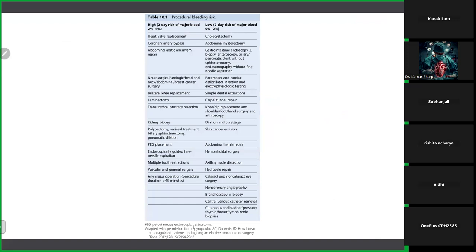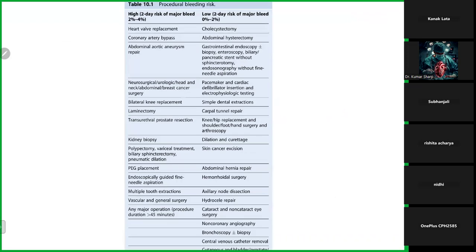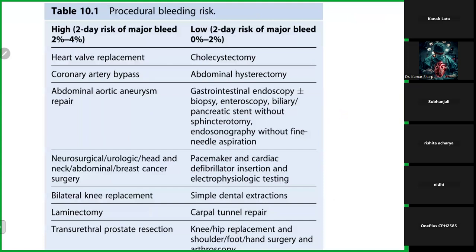Proceeding further, before starting the topic, we should also know about the procedural bleeding risk of any procedure or operative therapy that is going to be performed on the patient. You are sending a patient for a pre-anesthetic checkup, and you are informing the doctors of anesthesia that this is my surgical plan of management, and we can classify them into two categories: the high and low procedural bleeding risk. The exact definition: 2-day risk of major bleed between 2 to 4%. In the low category, it is between 0 to 2%.